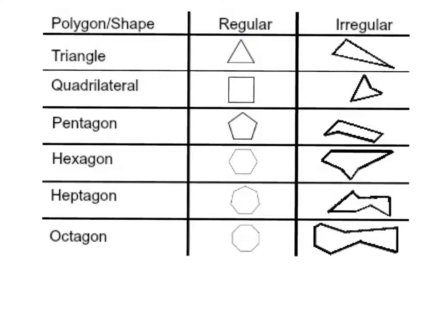And then we have simple classification into regular and irregular shapes. Regular meaning shapes that have all sides the same length and all angles the same size, and irregular shapes would not have all of the sides the same length.